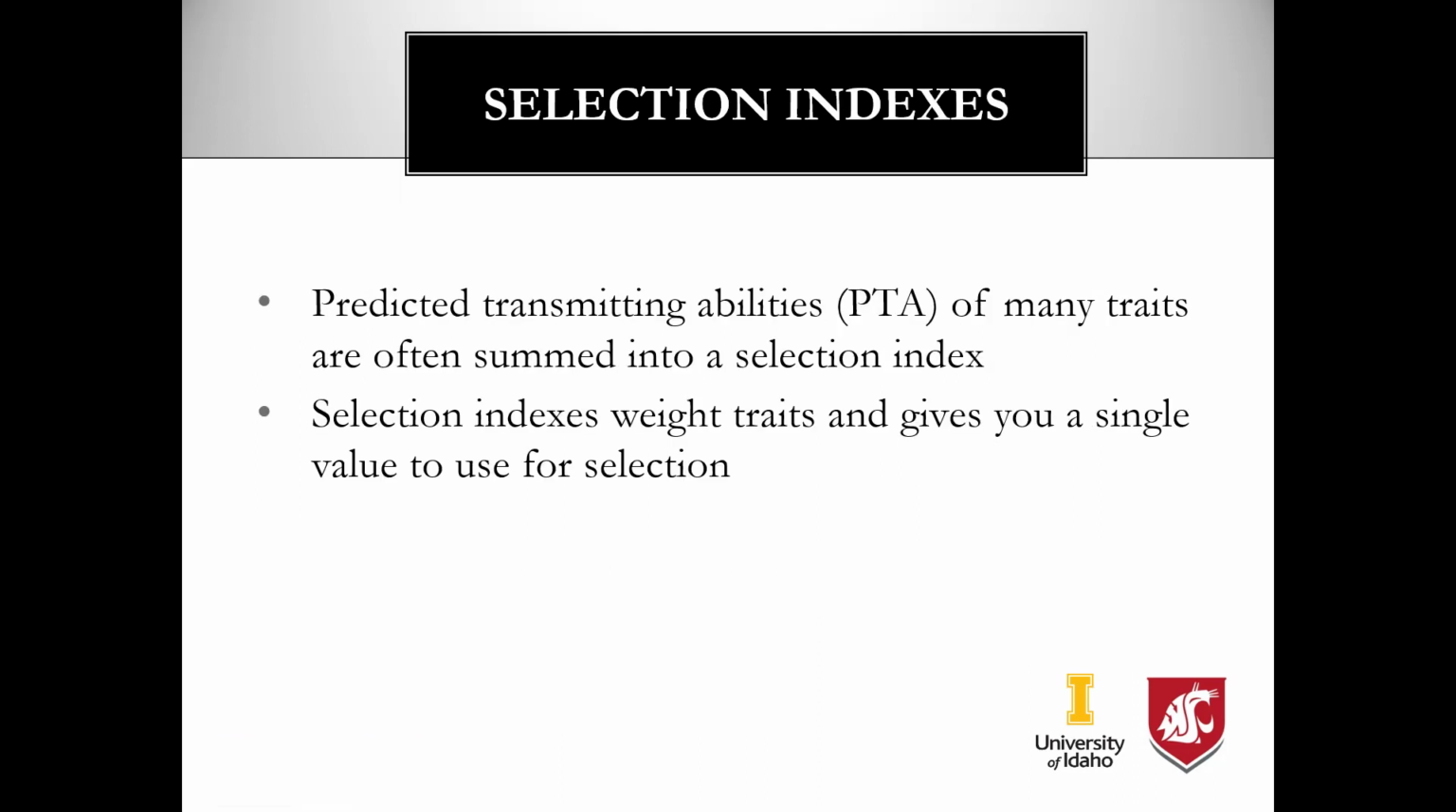Oftentimes, when we are selecting animals, we will want to select for more than one trait. And so we'll oftentimes use selection indexes for that purpose. We can use predicted transmitting abilities of many traits summed into a selection index, and these individual traits are then weighted either by our priority or by the economic value of those traits to give us a single number from which we can select an individual.